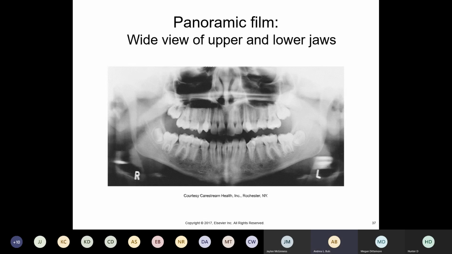Here's a pano. Gives us a nice wide view of the whole mouth, the upper, the lower. We can see the sinuses. We can see the temporomandibular joint. All of the supportive bone around the teeth. You can see unerupted teeth, erupted teeth. So these are really nice.